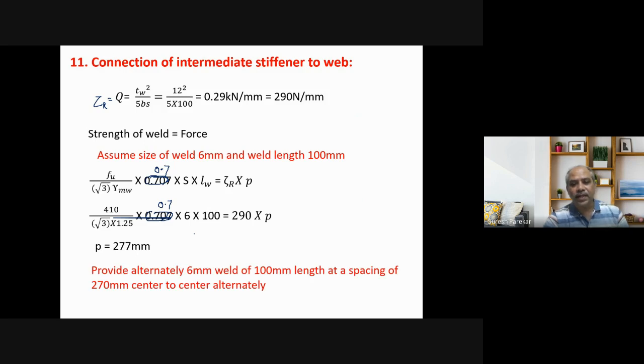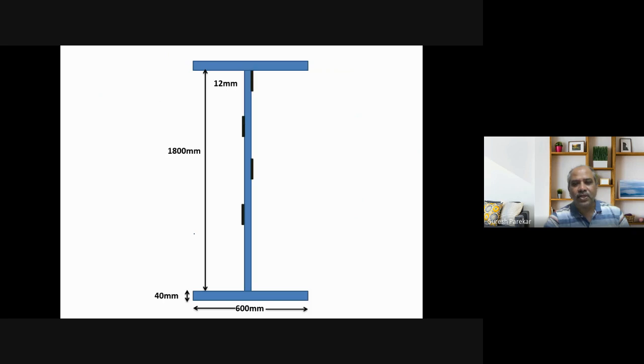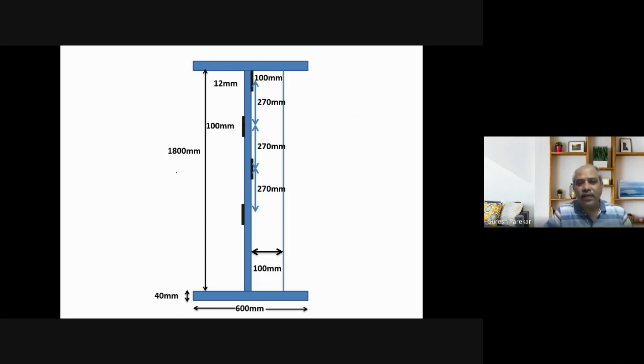So now we will provide this pitch as 270, less than this, center to center alternately, because we have taken this alternately. So we can see this. So we have this 12 mm, 1800, and we are going to provide this alternately, and that distance is 270 millimeter. So if we will see the clear spacing, we have maximum value as 200, and if we go this way, then we have 50 from this side, 50 from this side, 100. So this becomes your 170 millimeter, and this is less than 200 mm, therefore okay.